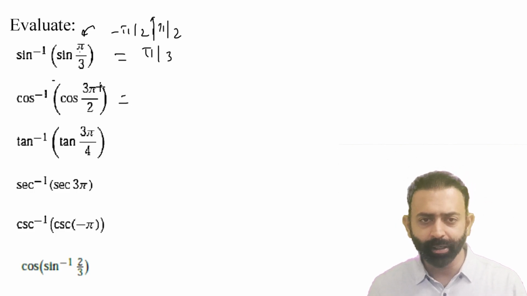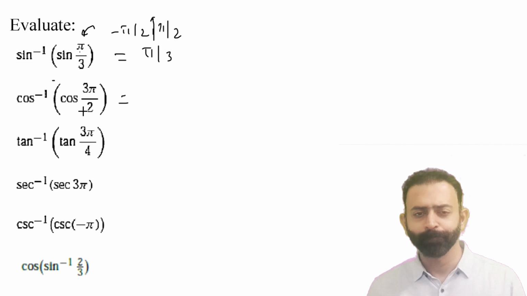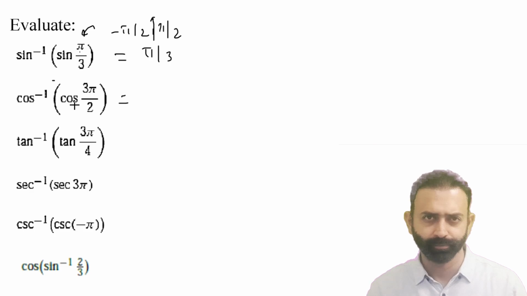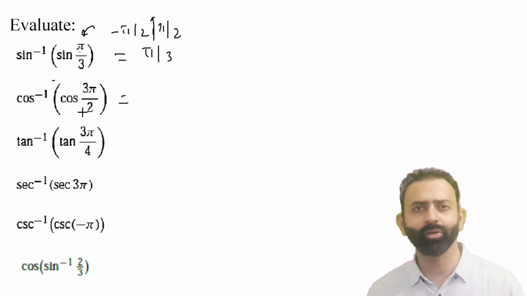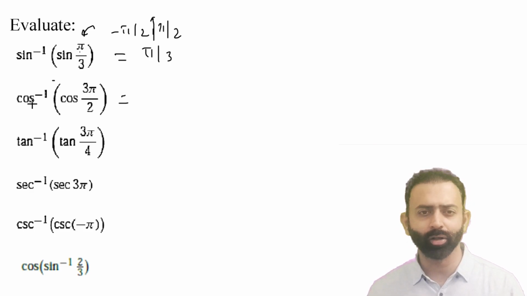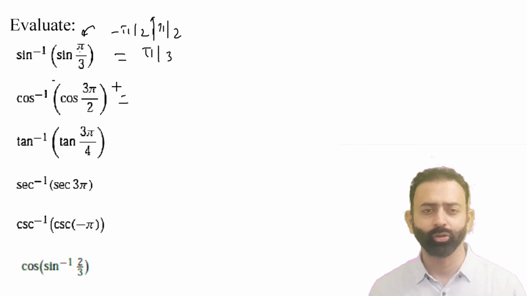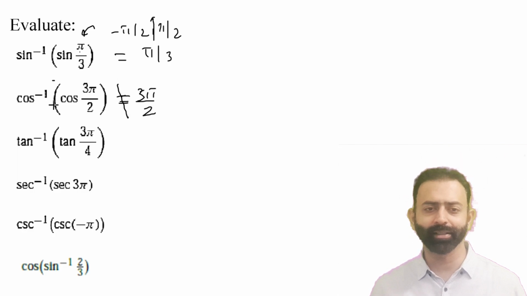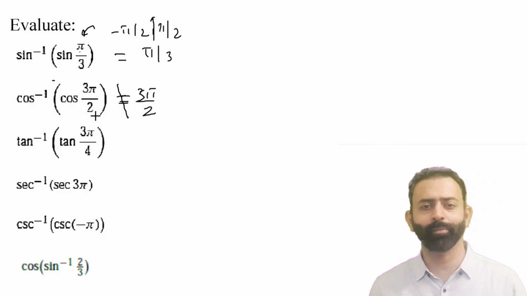Now this cos 3π/2, as we can see, the 3π/2 is π plus π/2. The value of cos π/2 is 0. So cos 3π/2 will give you 0, and cos inverse 0, you should write 0 instead of 3π/2. So we cannot directly write 3π/2 just by reading this, that cos inverse cos x will always be x. So we should write cos inverse cos 3π/2 as 3π/2.